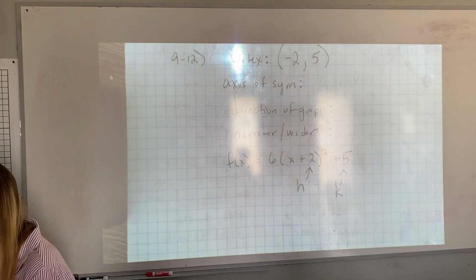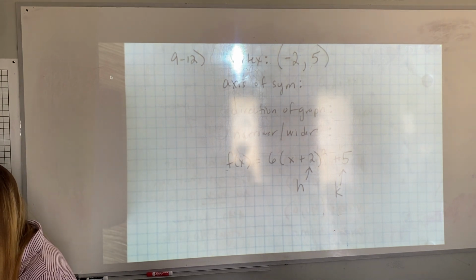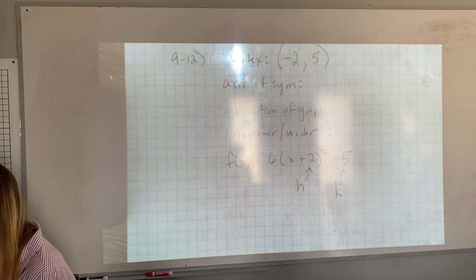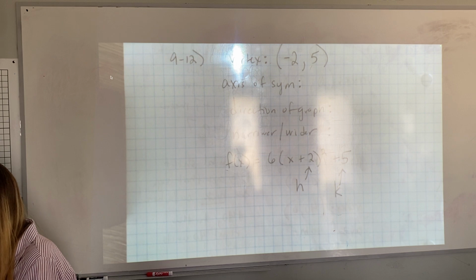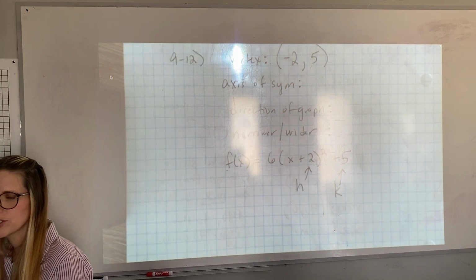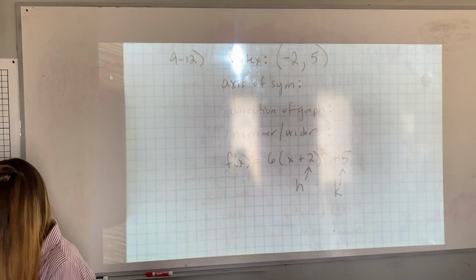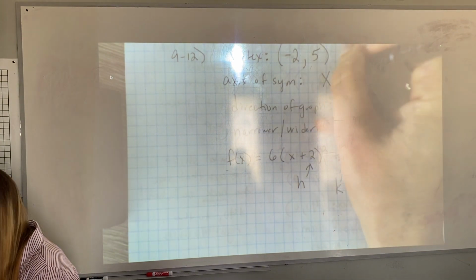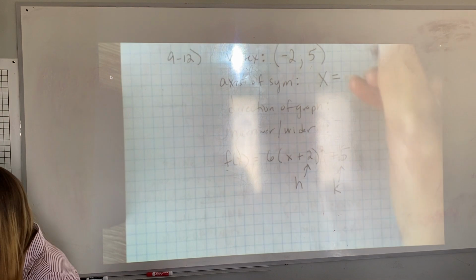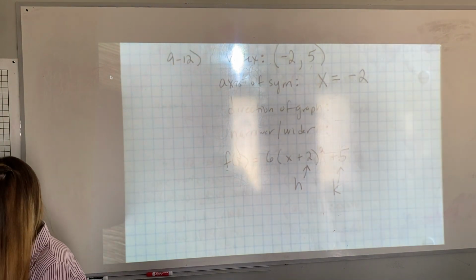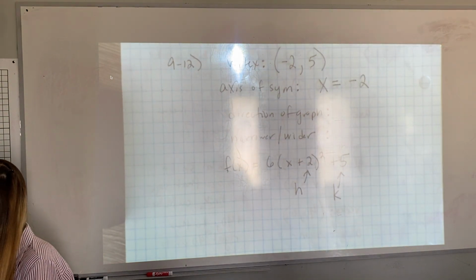All right, so where are we? Okay, so we did our vertex, and now we need to locate the axis of symmetry. As we just pointed out, the axis of symmetry is the same thing as the x value of the vertex. So it's just x equals -2. How easy is that?